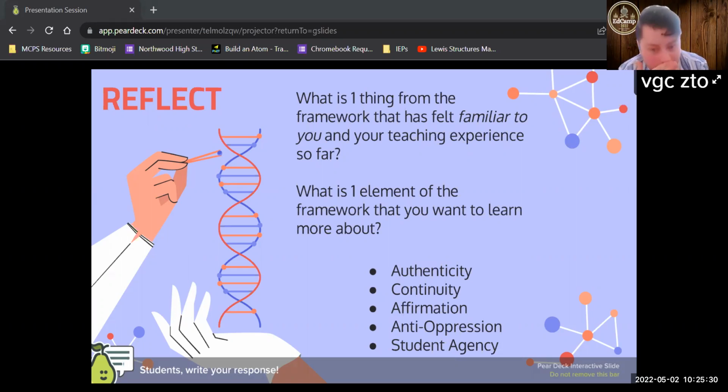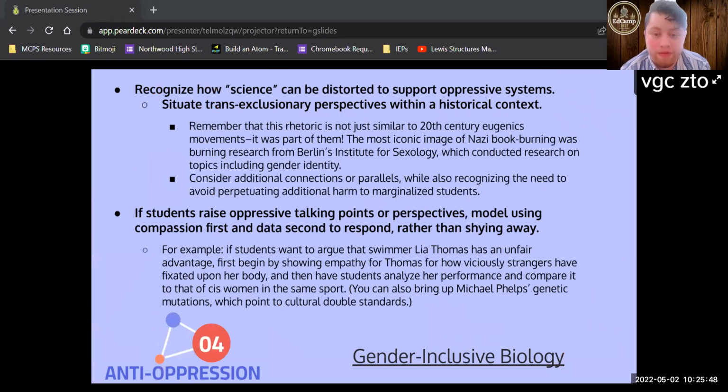I am going to click forward now. If you did not have the chance to submit yours, don't worry. I just wanted to get a sense of where we were at after seeing the framework. So the most interest seemed to be in the anti-oppression section, so we're going to jump ahead to a little bit more of the details there.